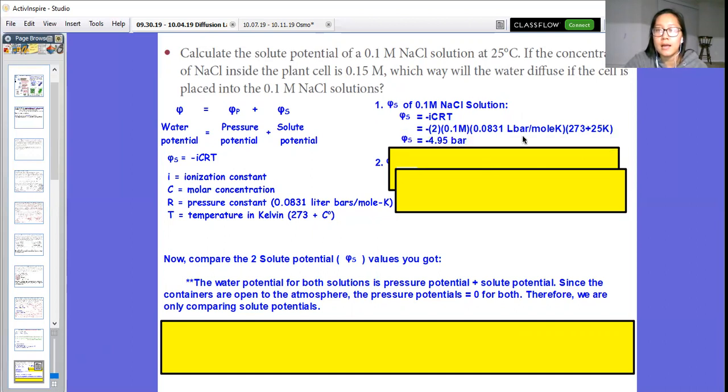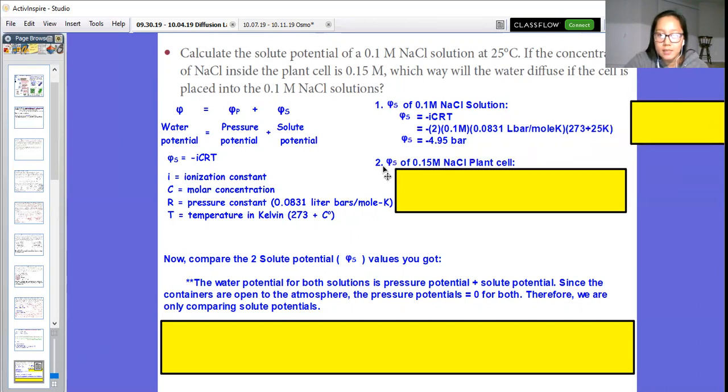And once you calculate that out and you cancel out these units, right? K cancels out with the K on the bottom here. Molarity is moles per liter, so the mole on top here cancels out the mole on the bottom. Liters on the bottom cancels out the liters on the top. So the unit we're left with is bar, which is a pressure, which is good, which means we're on track. So our solute potential in our solution that we're going to be dropping the cell into is -4.95 bars.